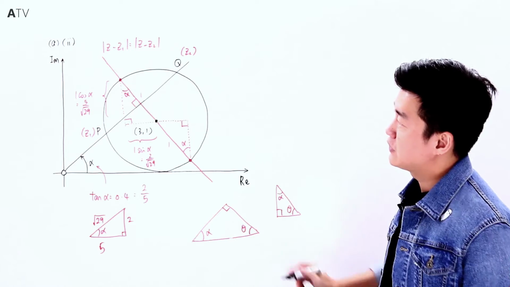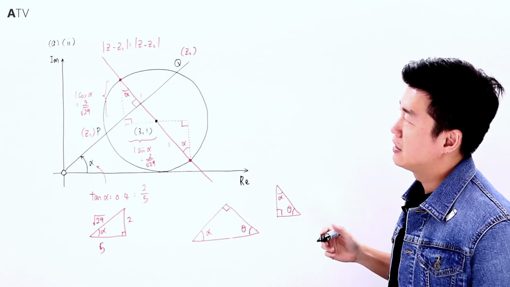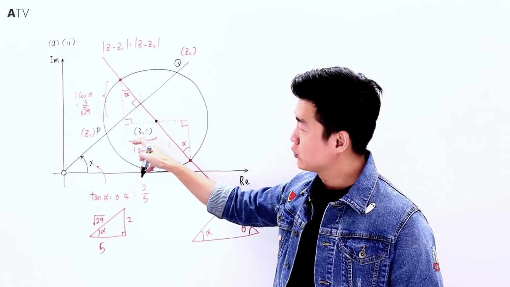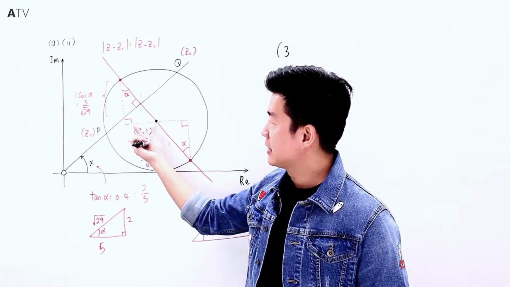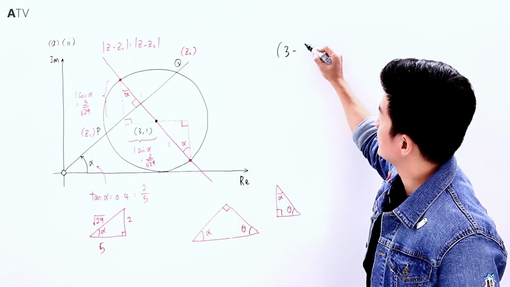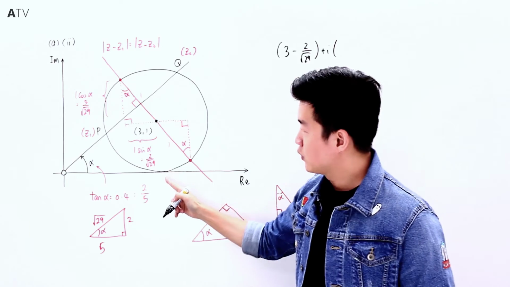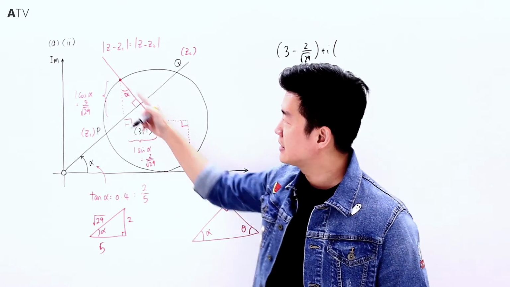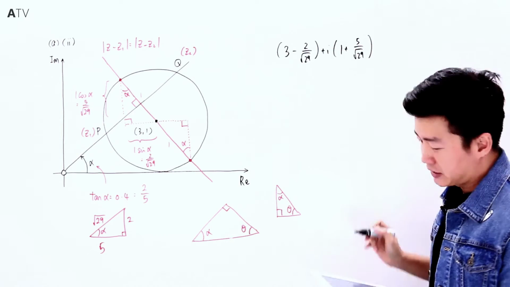With this information, we can now quote the complex number that this point is actually representing. For the real portion, I'll reference it to 3. So it is going to be 3, and I'll go back by this distance to get to this coordinate, and this distance is this. So it will be 3 minus 2 over square root of 29. And the imaginary portion will be 1, since the y coordinate of this point is 1, plus this distance, so it will be 1 plus 5 over square root of 29.